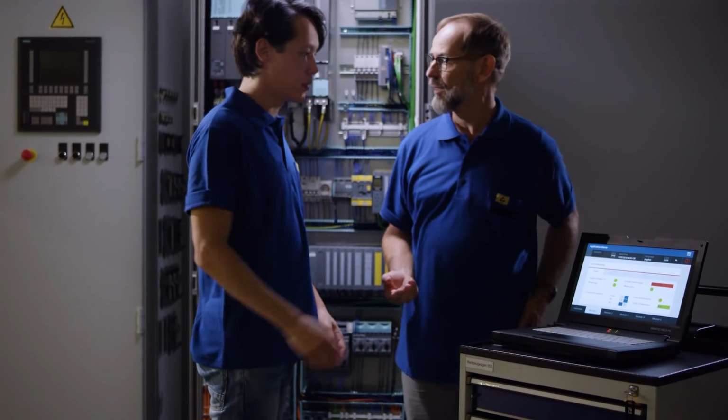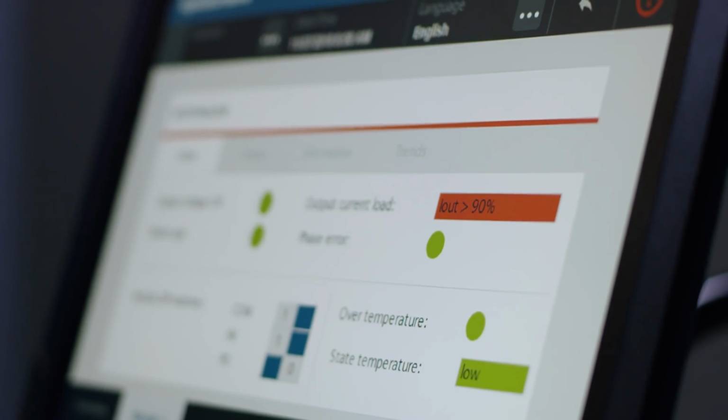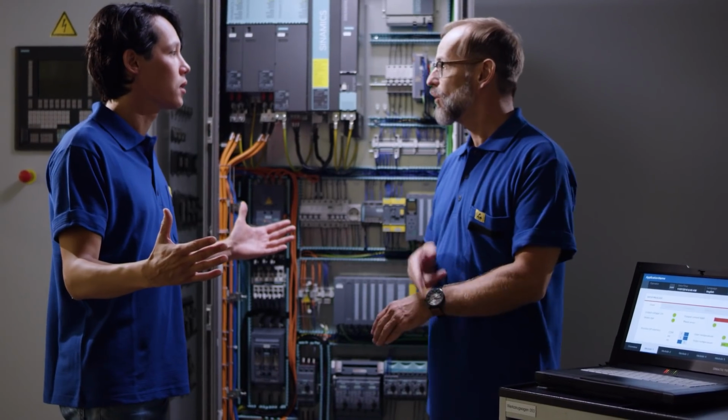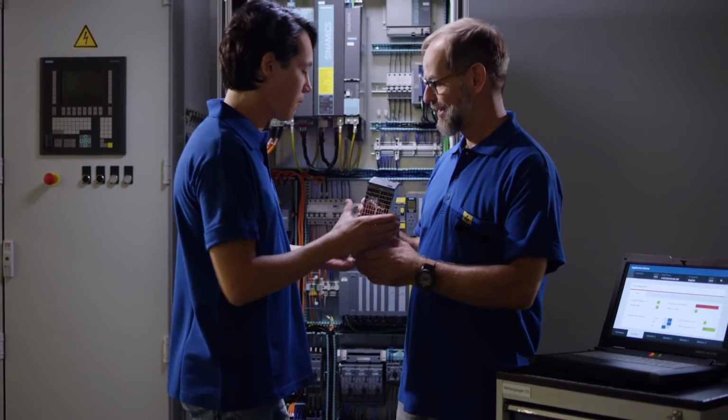For example, four yellow load LEDs indicate that the PSU is working at over 90% capacity, which is not in spec with his customer's requirements because a larger panel was installed on short notice due to a customer request. Fortunately, there's still time to correct the issue by simply installing a more powerful SITOP PSU6200.